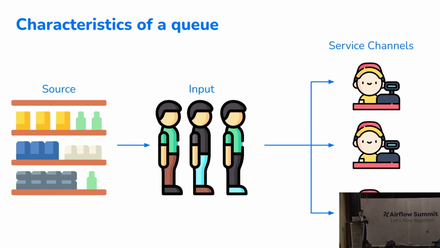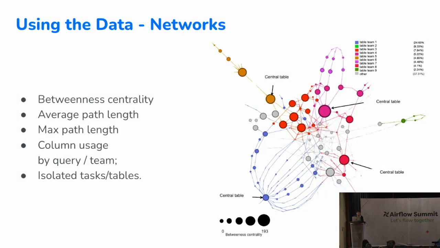In this case, just as a simple example, you can optimize the queue by simply adding more service channels. So dividing the input and passing it through more service channels could make the DAG more efficient just by, again, looking at the variables, which in more data-related terms, could mean splitting up the table, splitting up pre-processing, and getting different tasks to do different things.